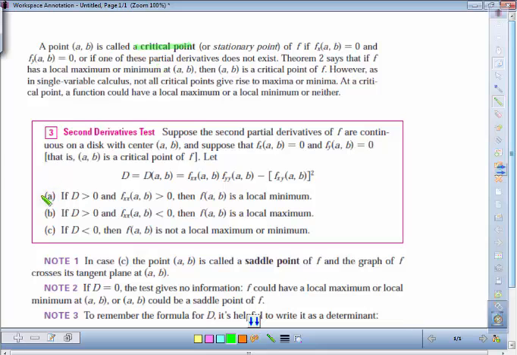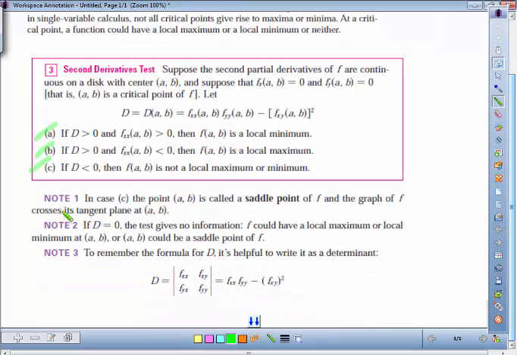The second derivative test talks about your scenarios, and down below they have a couple of notes. In the case of C, it's called a saddle point. We called it a saddle point already in our notes last time. If D is equal to 0, then the test has no conclusions, no information. It could be a local max or a min or a saddle point.